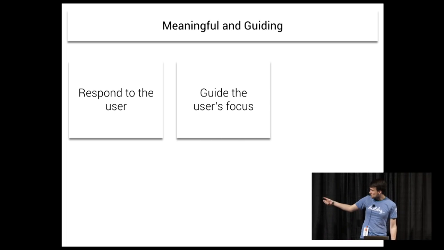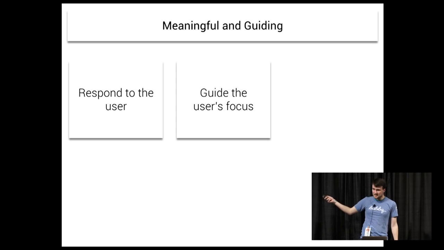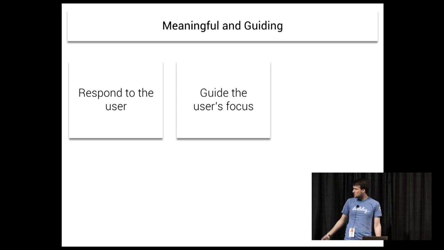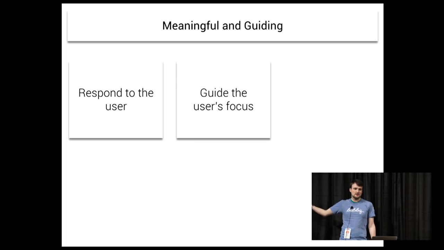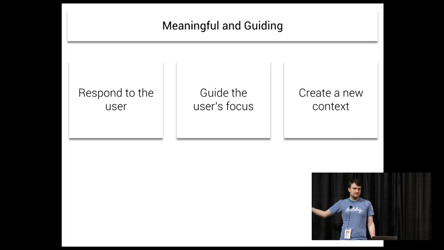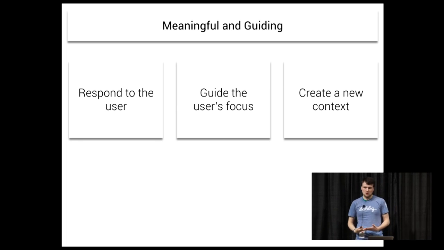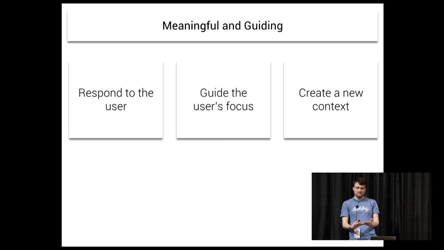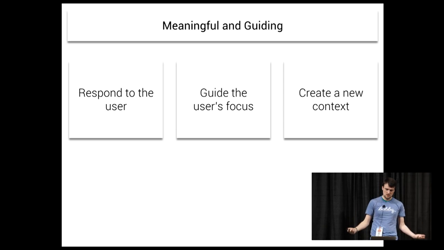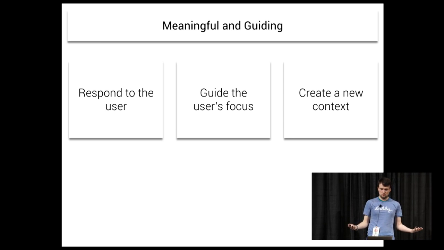The second thing is, in order to actually be meaningful, it has to guide the user's focus. Your animation has to have a purpose, and it has to serve that purpose, and that purpose is always going to be to guide the user's focus. And finally, while you're guiding the user's focus, you're creating new context for your animation. You guide them to what they're supposed to look at, and your users understand what they're supposed to look at, and they get this new context based off that animation that you played for them.